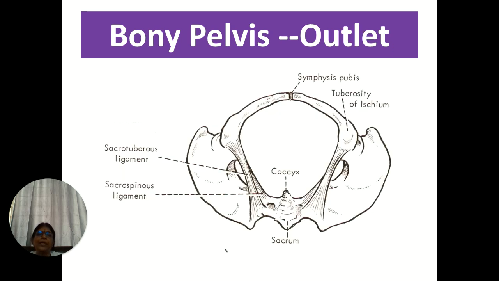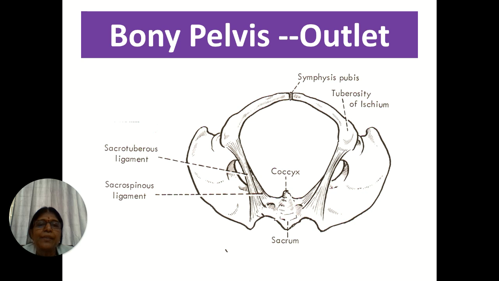Now coming to the outlet. You can describe it as two triangles. If you look from below, the outlet appears as two triangles with the common base, which is the intertuberous diameter. Between both the ischial tuberosities is the base which is common to both the anterior triangle of the rhomboid and the posterior triangle of the rhomboid. So anteriorly the apex is symphysis pubis and posteriorly the apex is formed by the coccyx.